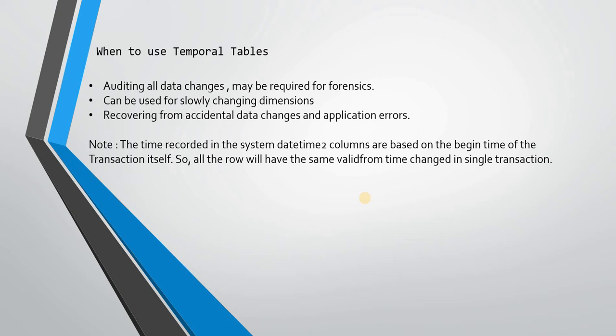Note that the time recorded in the two system datetime columns is based on the begin time of the transaction itself. For example, if you have a batch and you are inserting 10 rows, then all those 10 rows will have the same valid from time, because the time is recorded when the transaction starts. I will show you that. And the same applies to valid to, for changes in a single transaction.